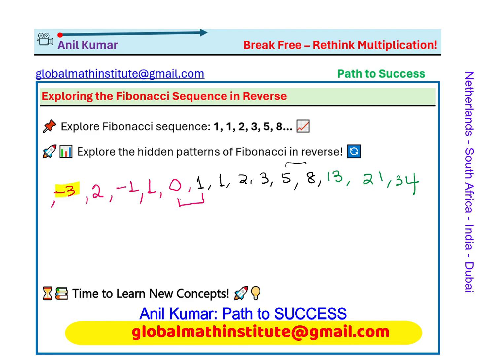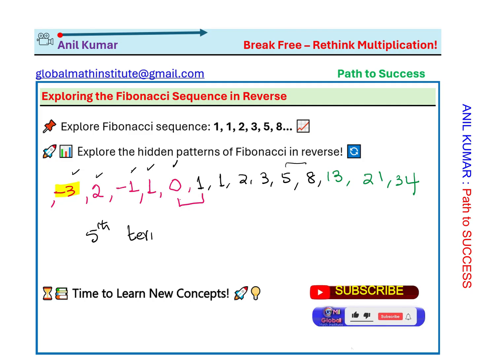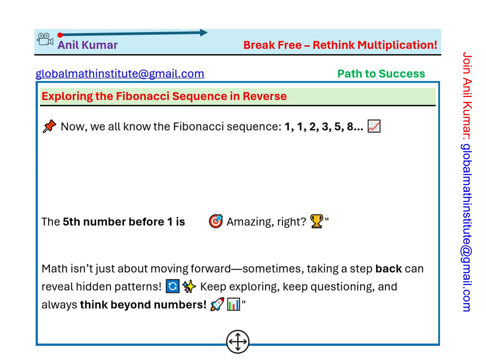So we got this term, and this is what we were interested in, the fifth term, correct? You see, on the left of 1, this is 1, 2, 3, 4, and the fifth term. So we get the idea of what is the fifth term to the left of the number 1. And that term is minus 3. Correct. That is how we answer this particular question. Amazing, right? So now you see how we work with this series when n belongs to integers, right?